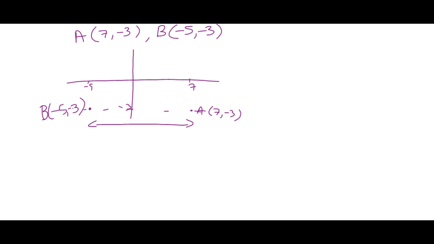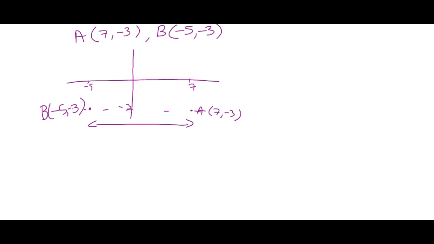So using the 7 and the negative 5, how are you getting 12? 7 plus the absolute value of 7 plus the absolute value of 5 is 12. Okay, I could do this a couple ways. What I really need is the difference between the x coordinates. The y coordinates are the same, they're both negative 3. So what's the difference? Because the difference between them will be how far apart they are.